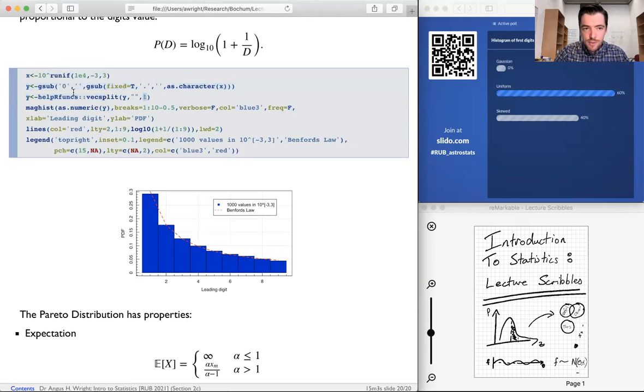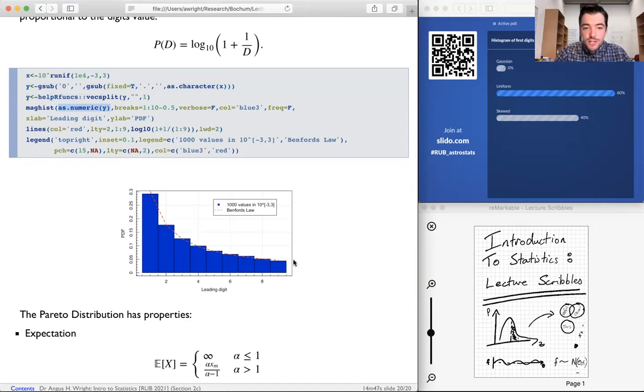I've then truncated these values to only the first digit. You don't need to understand what these two lines are doing, just so that you know. I've truncated these values to be just the first digit, and then I've done a histogram of those first digits. And that's the blue histogram you can see here. And it perfectly matches Benford's law.